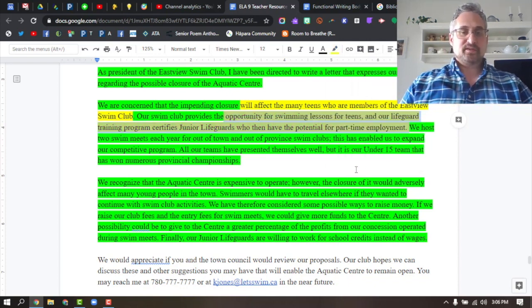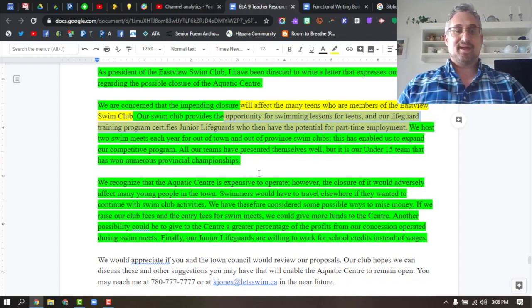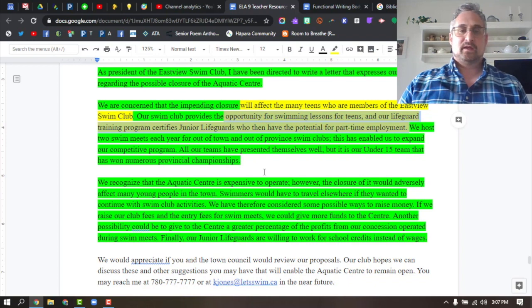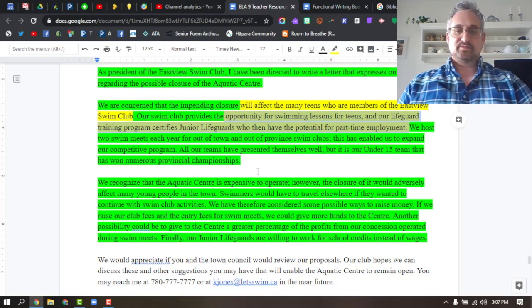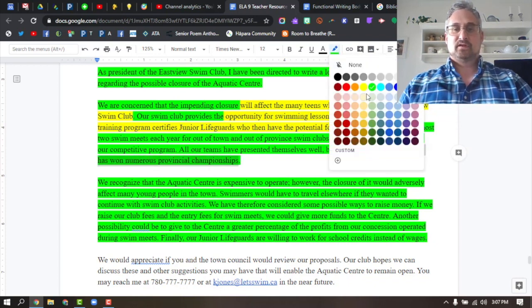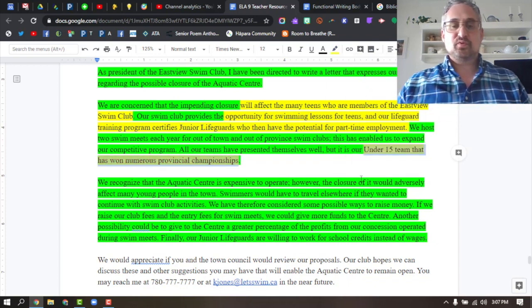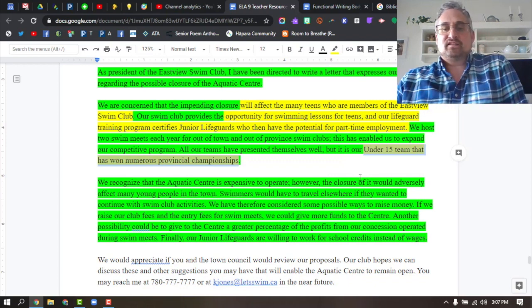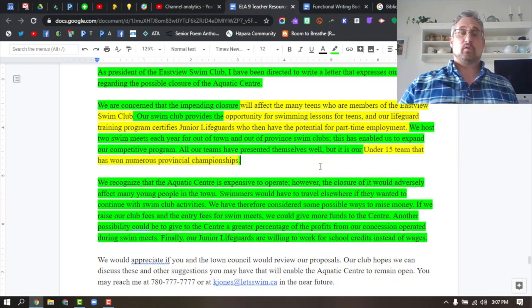We host 2 swim meets a year, each for out-of-town and out-of-province swim clubs. This has enabled us to expand our competitive program. And all our teams have presented themselves well, but our under 15 team has won numerous provincial championships. So if you take away this pool, you'll take away the fact that the under 15 team does very well.